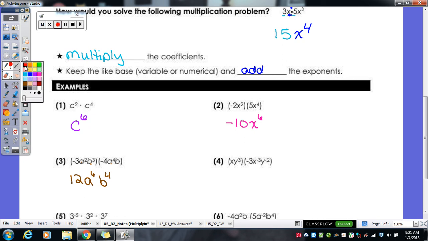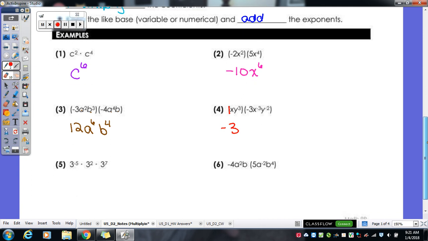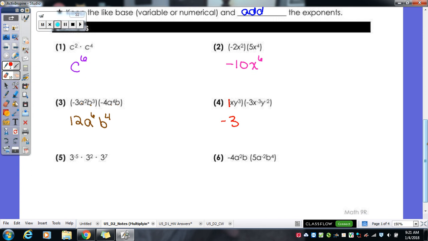All right, number 4. Remember, our coefficient, if it's not written, is a 1. So when I'm multiplying here, 1 times negative 3 gives me negative 3. And then x to the what? Negative 2. Because you have this 1 plus your negative 3 would make it x to the negative 2. And then 3 plus negative 2 would be y to the 1st. So that ends up being our final answer right there.